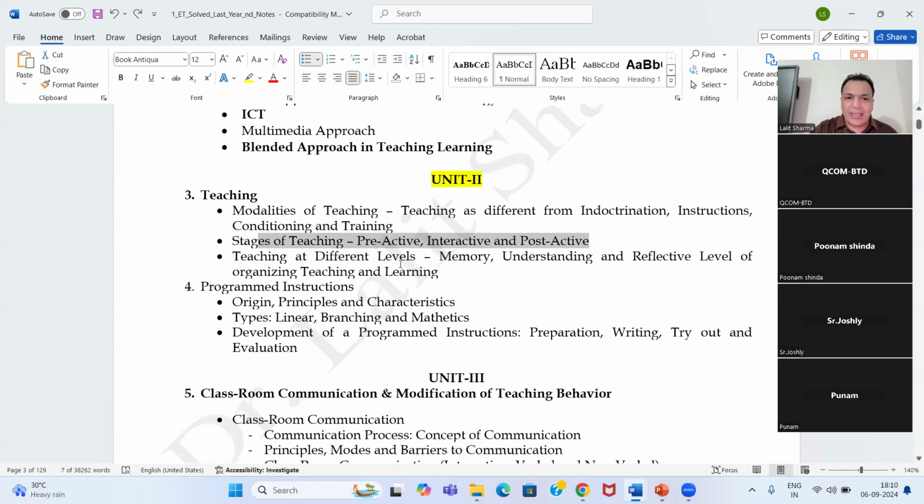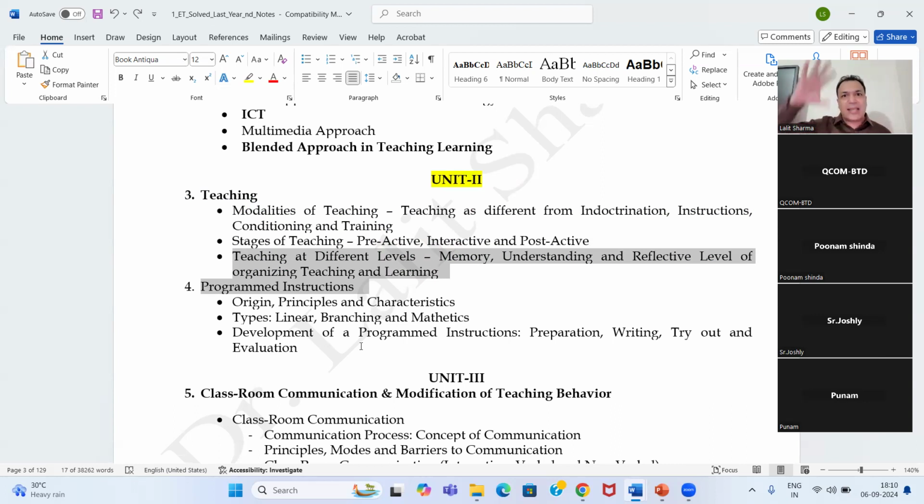Done. And teaching at the different level: memory level, understanding level, and reflective level. The reflective level is the higher level of teaching, you can say that. On the reflective level, if the teacher is teaching the student, that teacher will inspire the student how to learn it. Got the point? Reflective level is the higher level of teaching, right? Memory level, understanding and reflective level, right? So that is your third part, okay.